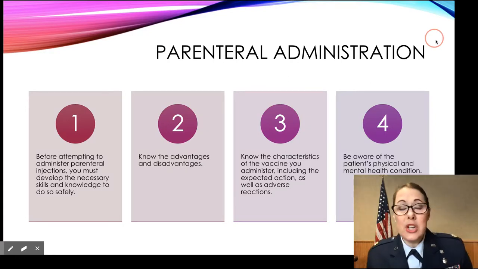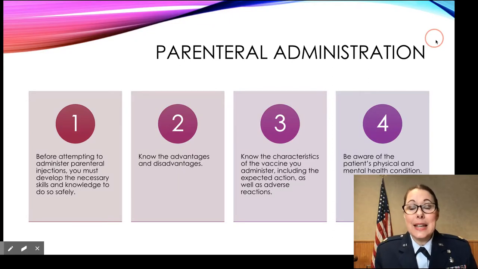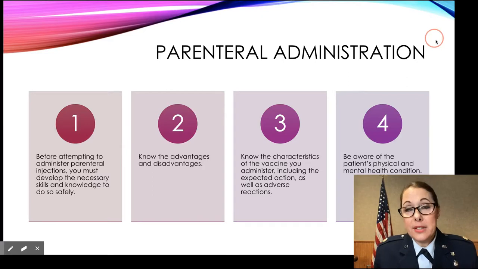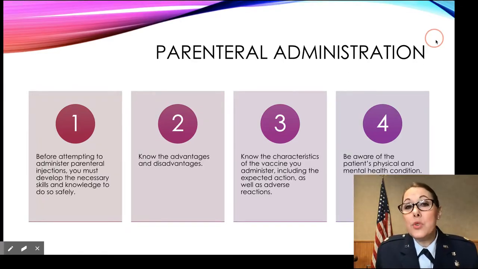It's not going through the GI tract and being taken out or broken into pieces. It's going right into the bloodstream and affecting our cells, getting right there. The characteristics of the vaccine: I tell people when I'm giving them the anthrax, you're going to have redness, swelling, pain. You're going to have a lump. It can last weeks. That's normal. You want to know what those side effects are and be able to educate the patient so that they know what is normal and what is not.